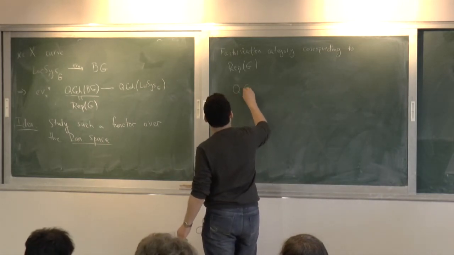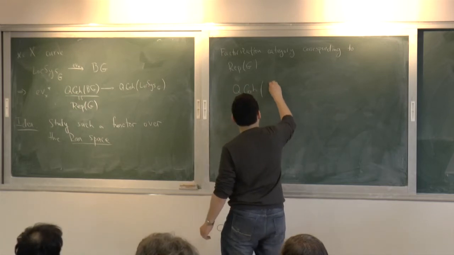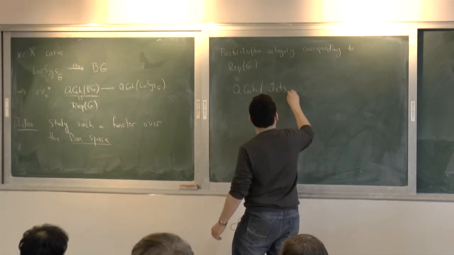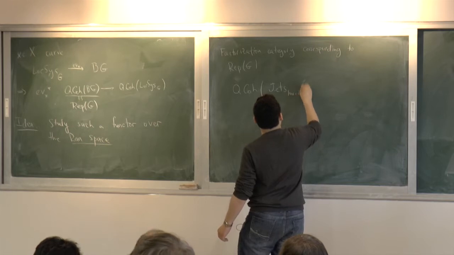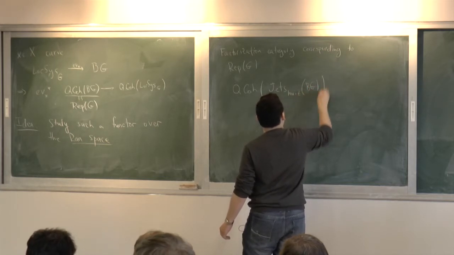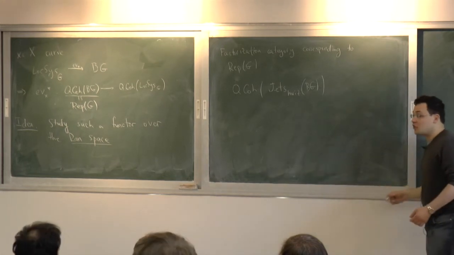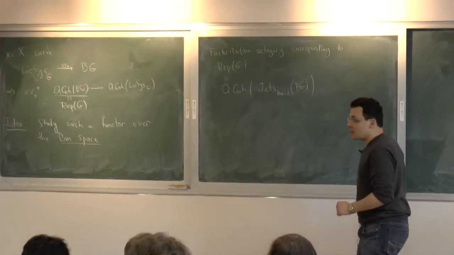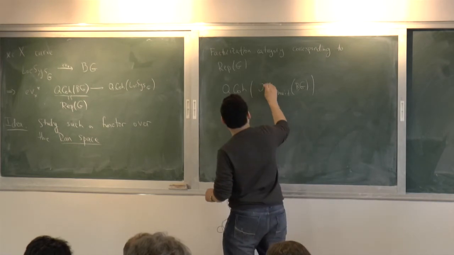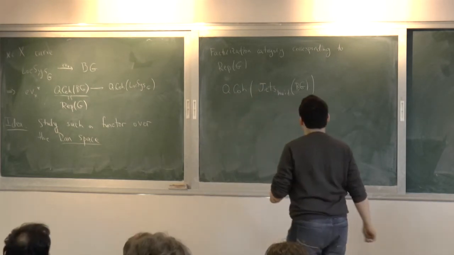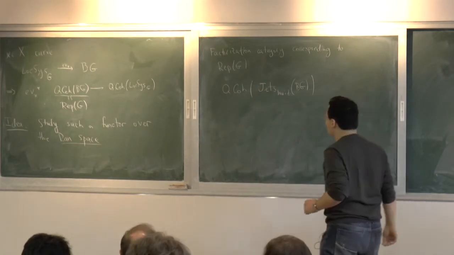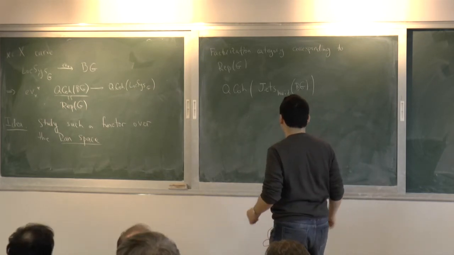So this is just quasi-coherent sheaves on the horizontal jets applied to BG. Rightly, I should write BG times X derived here, but let me not do that to save some room on the board. It will always be implied.